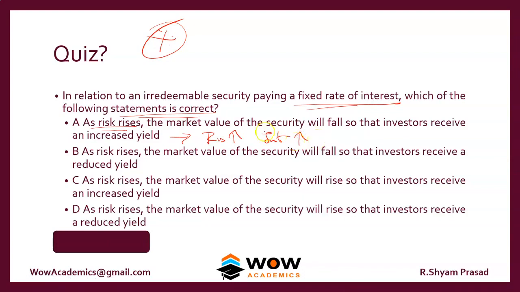If the interest rate rises, what is the relationship with the price? The price will go down. So as risk rises, the market value of the security will fall so that investors will receive an increased yield. This is correct. So this is the correct option. The other options are just distractors, so we don't need to read them.